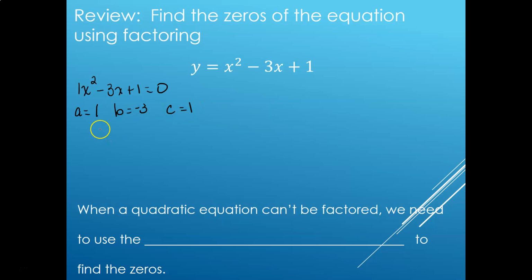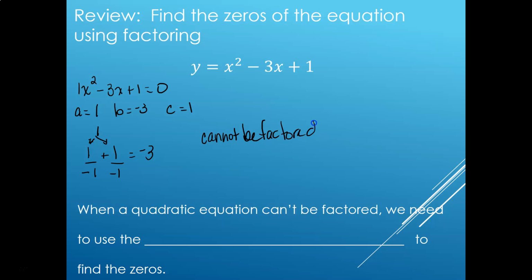I'm looking for two numbers that multiply to be a times c. 1 times 1 is 1, and I need those to add to be -3. Well, the only thing that multiplies to be 1 is 1 and 1. 1 plus 1 can't be -3. Let's try it with negative ones. -1 times -1 is +1, but -1 plus -1 is -2, not -3. This cannot be factored.